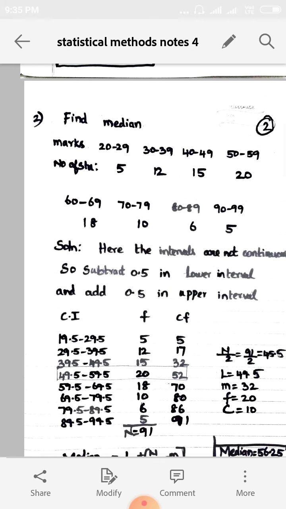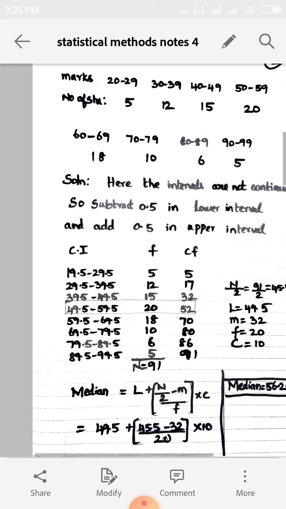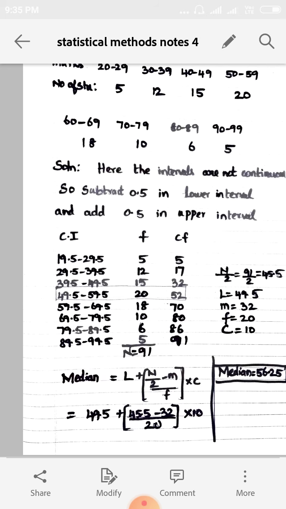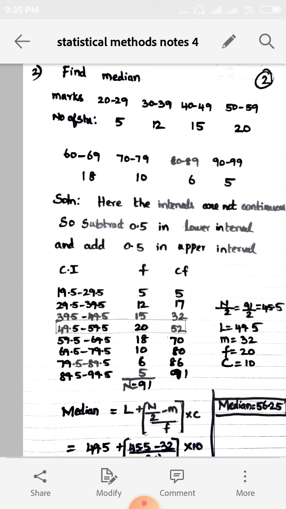So the intervals become, see, 20 to 29. 20 is the lower interval, 29 is the upper interval. So subtract 0.5 from 20, we get 19.5. And add 0.5 to 29, we get 29.5. Like that, see all the class intervals: 19.5 to 29.5, 29.5 to 39.5, 39.5 to 49.5, 49.5 to 59.5, 59.5 to 69.5, 69.5 to 79.5, 79.5 to 89.5, 89.5 to 99.5.